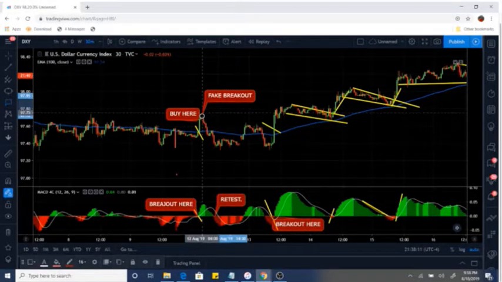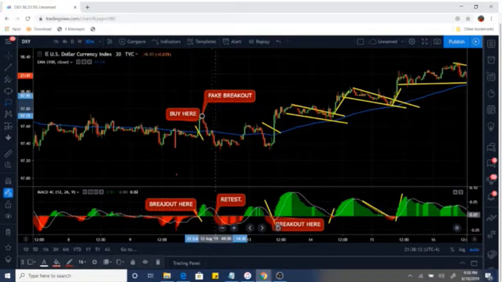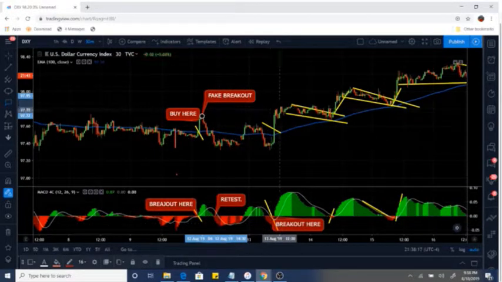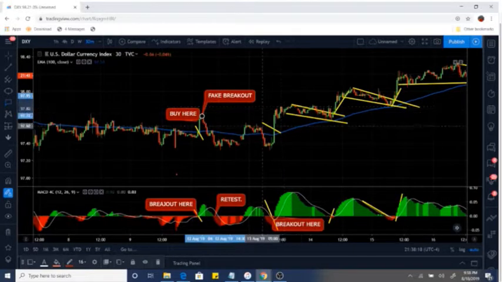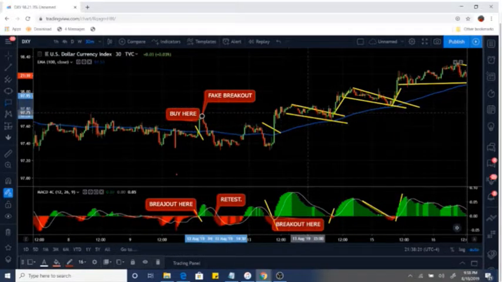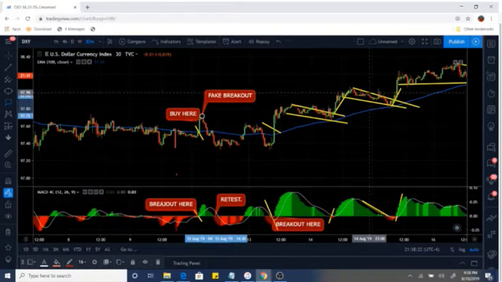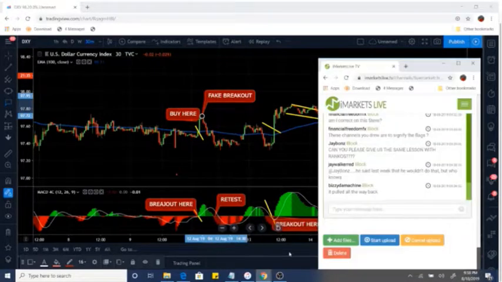Fake breakout. Price came up and then pulled back and stayed down under. The difference here is that price broke out but stayed above, pulled back and continued the trend.